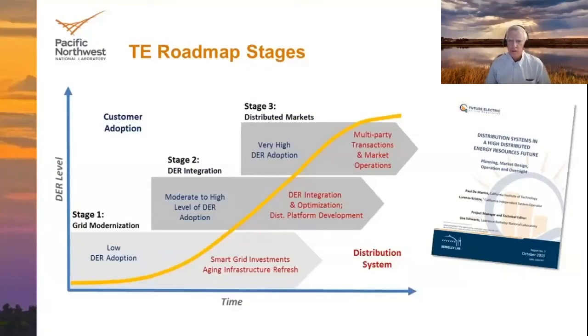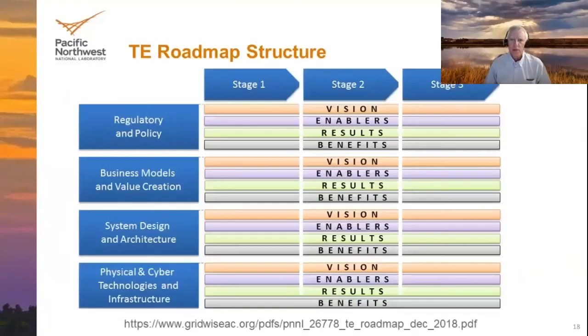So using those principles and those three stages, we created in the TE roadmap a structure that you see like this, where we consider the four areas, we consider the three stages, and within each of those four areas and across the three stages, we look at what are the benefits that would accrue from transactive energy systems. Actually working our way down, what's the vision of what could be done, what are the things that are required to enable that vision, what are the results then if one is able to do that, and what are the benefits to all the interested stakeholders when one does that.